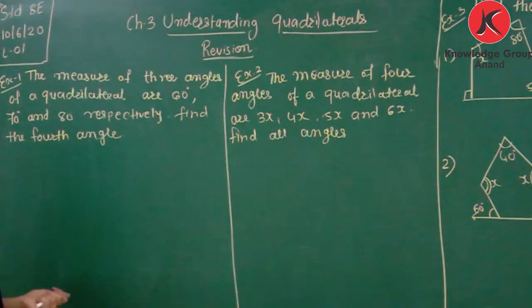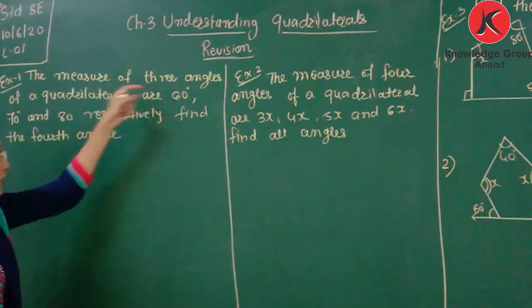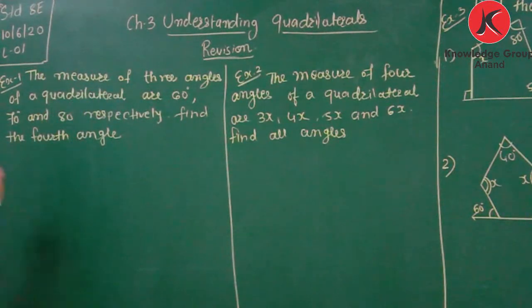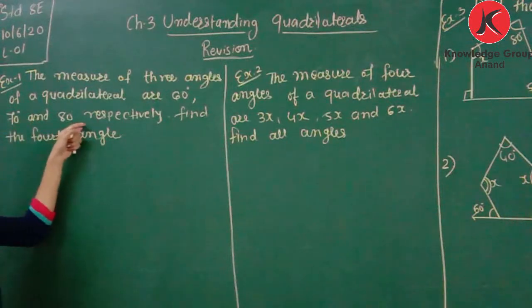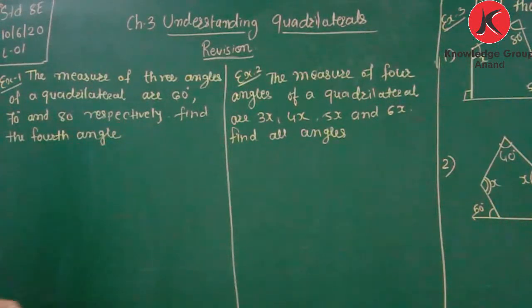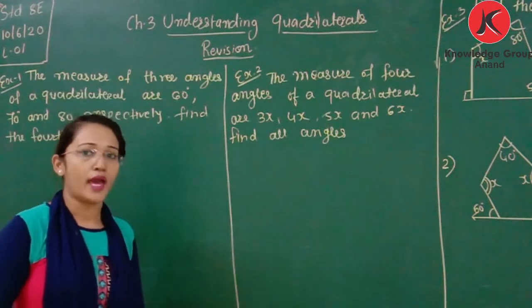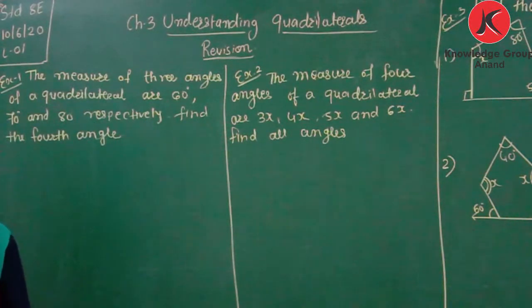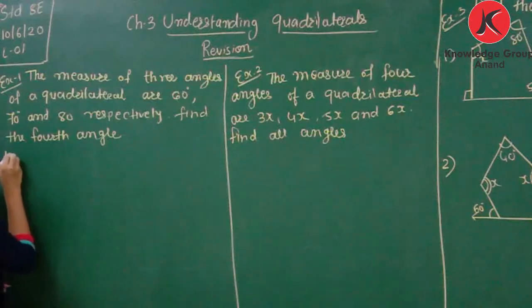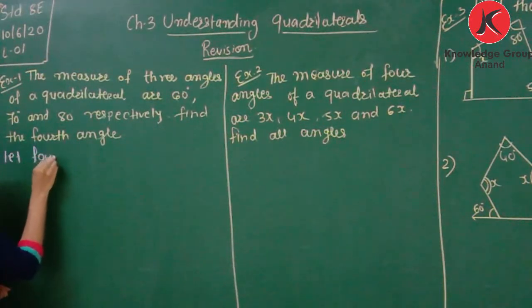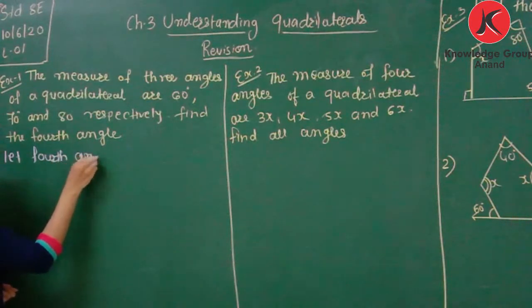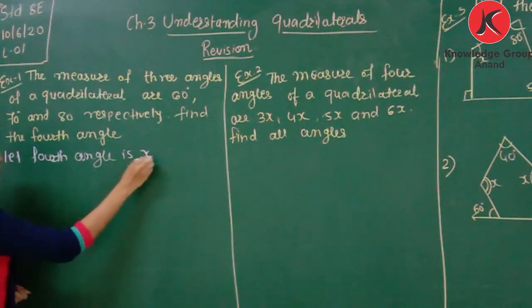So here is the first example. The measure of three angles of a quadrilateral are 60 degree, 70 degree and 80 degree respectively. Find the fourth angle. Now if it is a quadrilateral, then we know angle sum of quadrilateral is 360. So what we need to do? Let's say the unknown fourth angle is x. Let fourth angle be x.